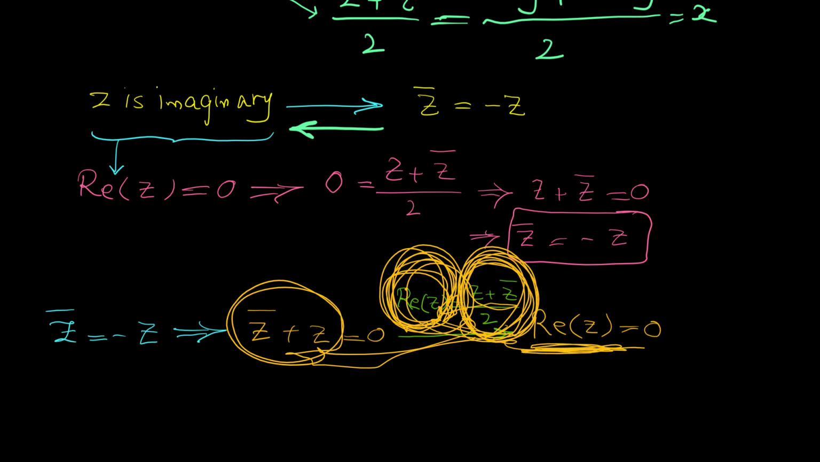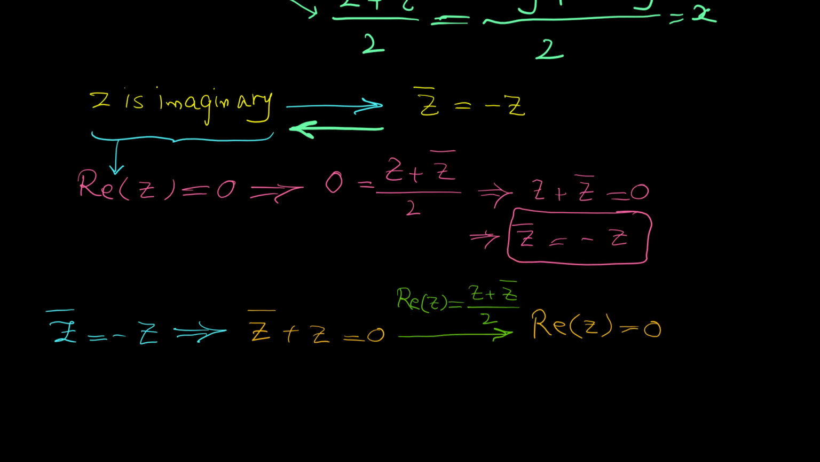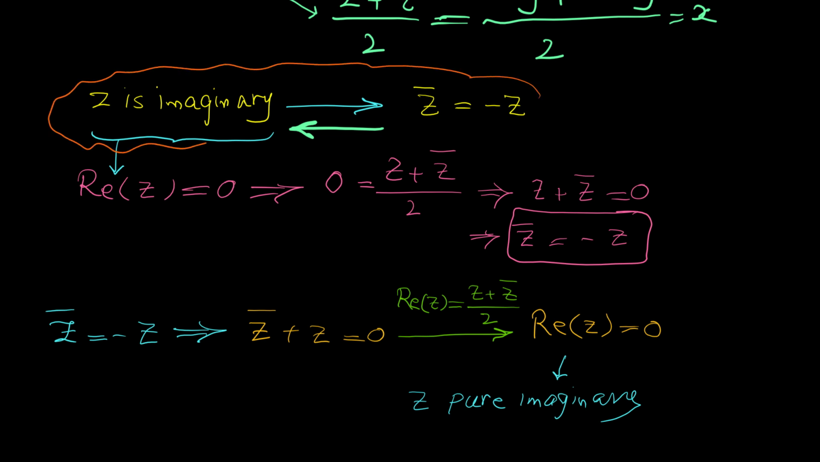What is the meaning of the real part of z is 0? When the real part of a complex number is 0, this automatically means that the complex number is pure imaginary. This is basically the definition of a pure imaginary number. A pure imaginary number is a number whose real part is 0. So from this, immediately we conclude z is a pure imaginary number. So we proved both sides of this relation here.